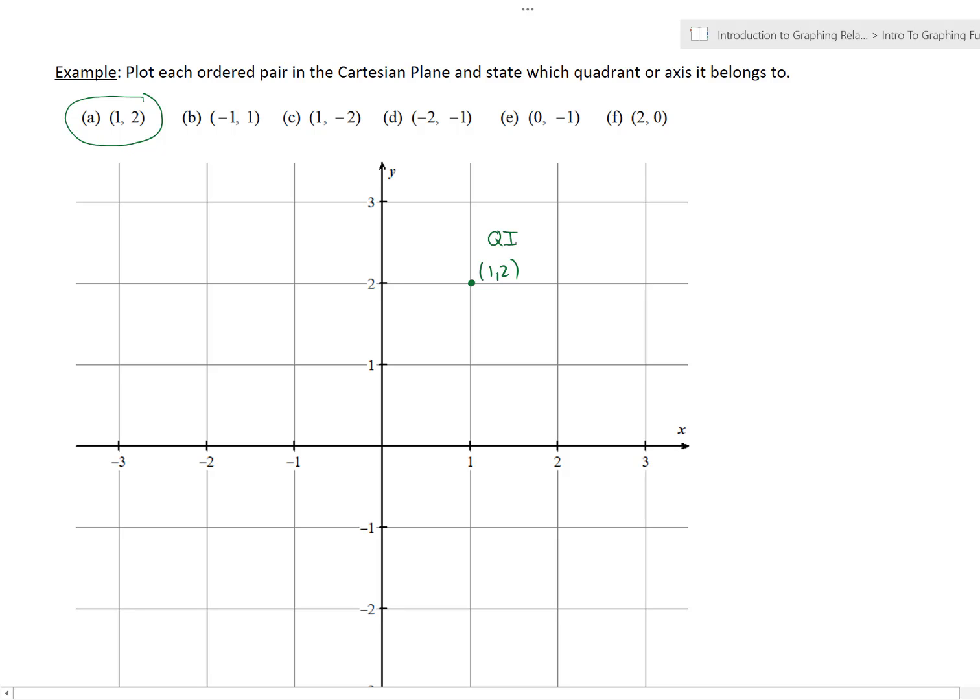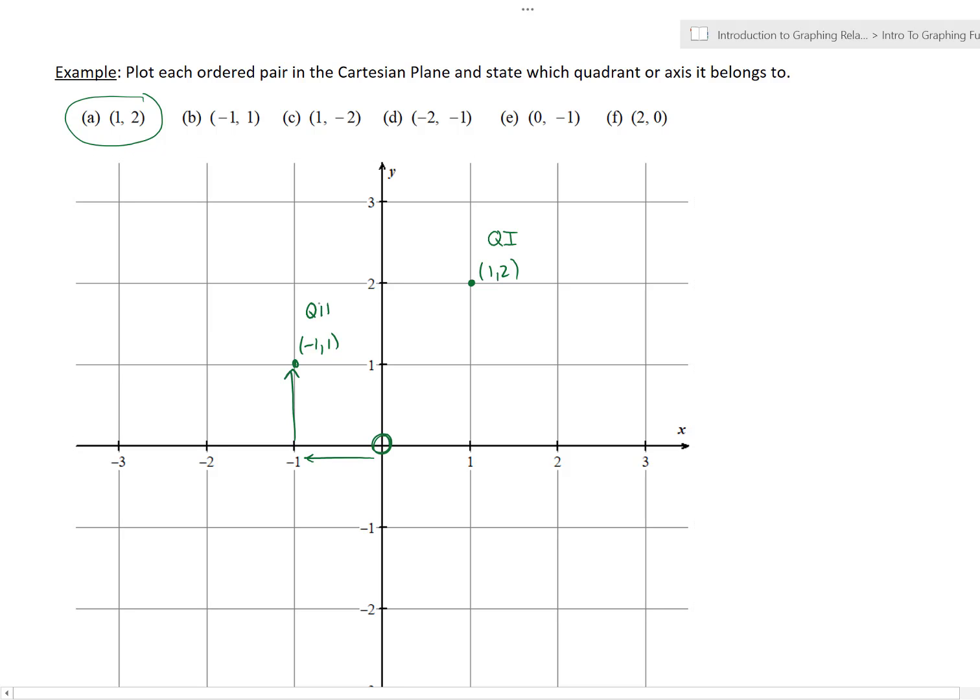Part B, we have the point (-1, 1), again starting from the origin. Now our input is negative, so we're going to move to the left to -1 horizontally, and then from there we move up 1 unit output-wise to the point (-1, 1). This point is in quadrant 2.